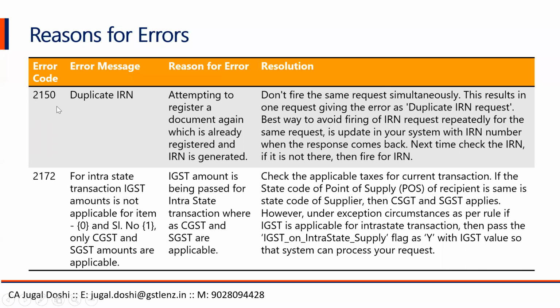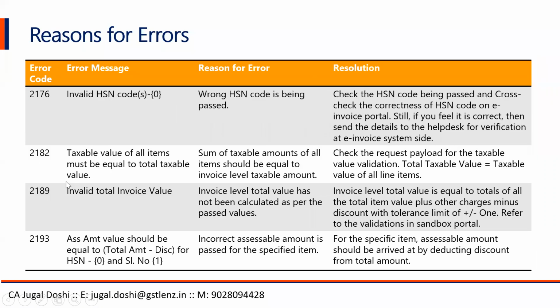So we should know that if the code is 2150, it means it's a duplicate IRN. Then what is the reason for that error and what are the resolutions? All this information is available on einvoice1.gst.gov.in. All information is available on the portal. So we should be able to decode the error.